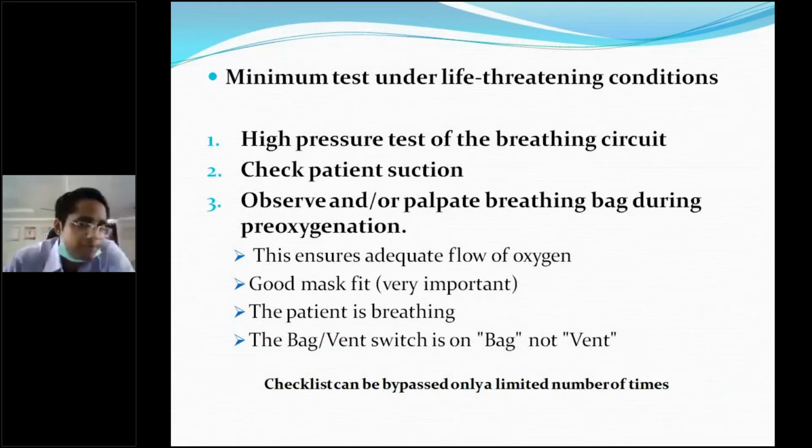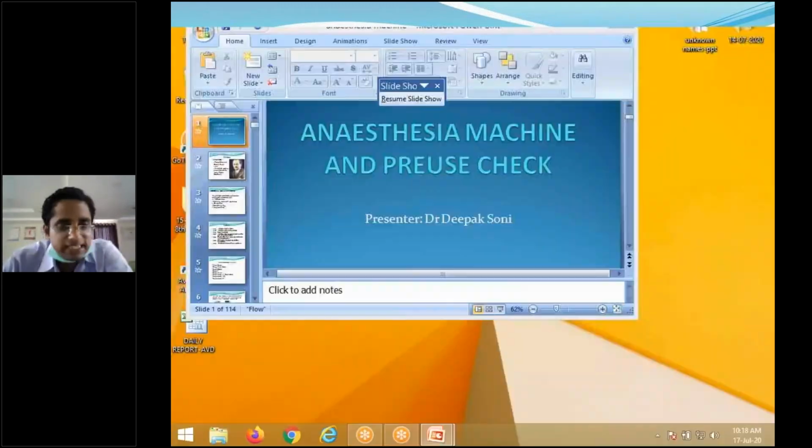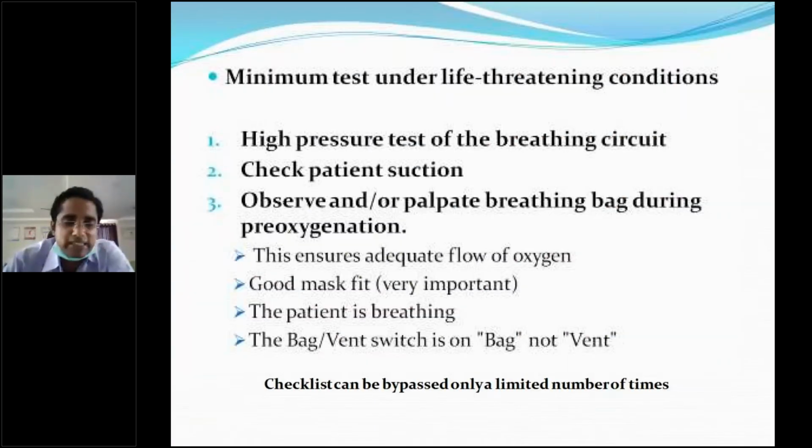This is to ensure adequate flow of oxygen. Good mask fit is very important, and you should be able to know whether the patient is able to breathe, and whether the bag and ventilator switch is on bag mode or on ventilator mode. And remember, this checklist can be bypassed only for a limited number of times.